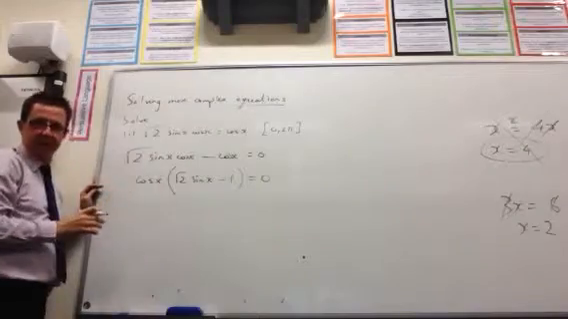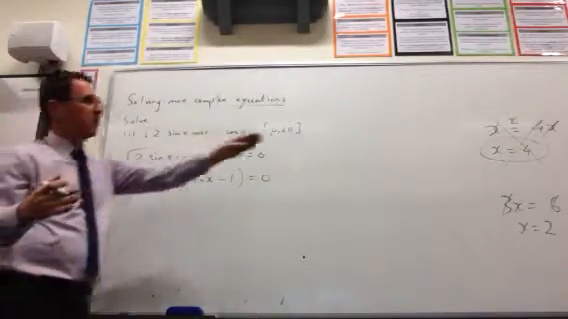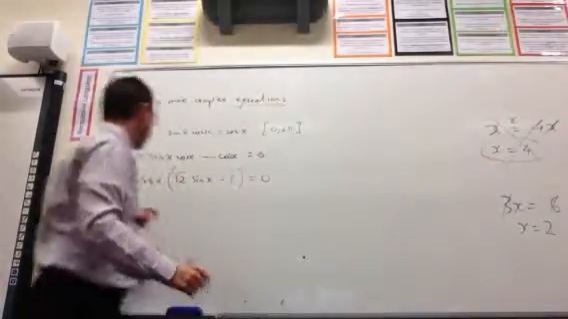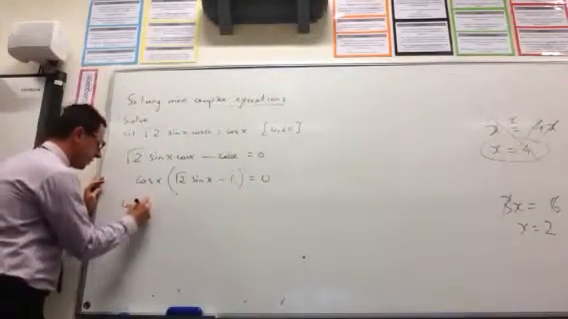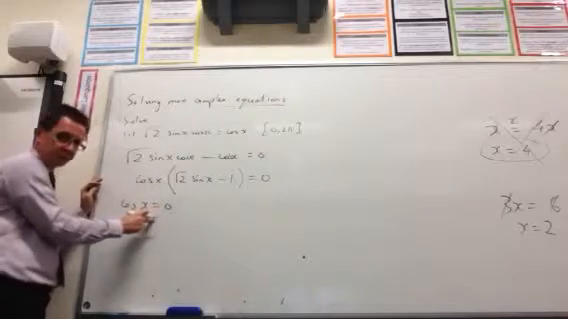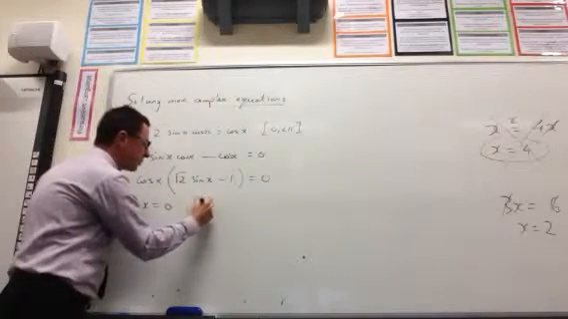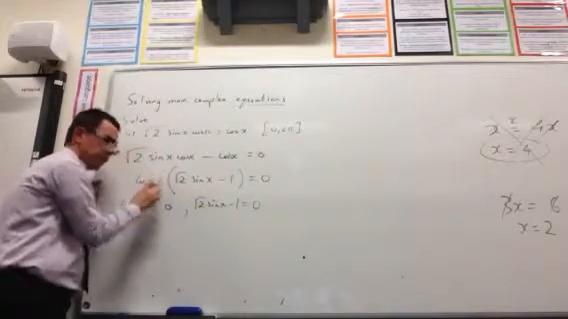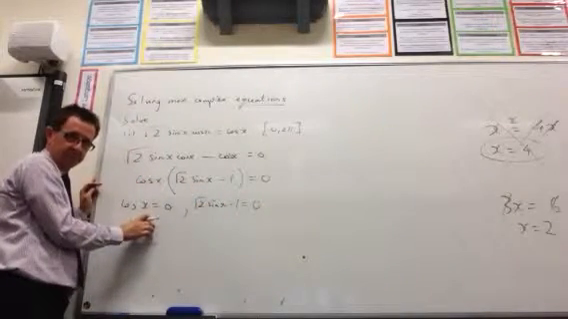Take out the common factor. Now, follow this model, which is basically the null factor law. So we're saying, hey, cos x is allowed to equal 0, and root 2 sine x minus 1 can equal 0. I'm letting both things equal 0.